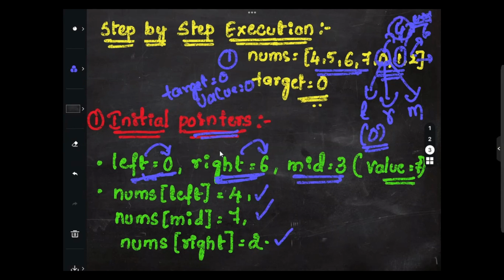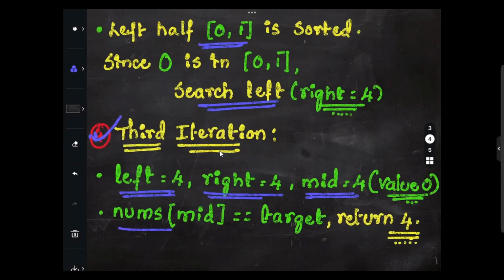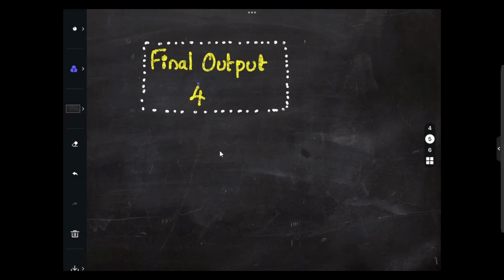So we will be returning the index here, right? Since nums of mid now equals target, we have to return 4 in that case. So the value matches the target, and we will return 4. Simple. So the final output that we got here is 4. This is how we got the final output as 4. Simple. Pure binary search, right?